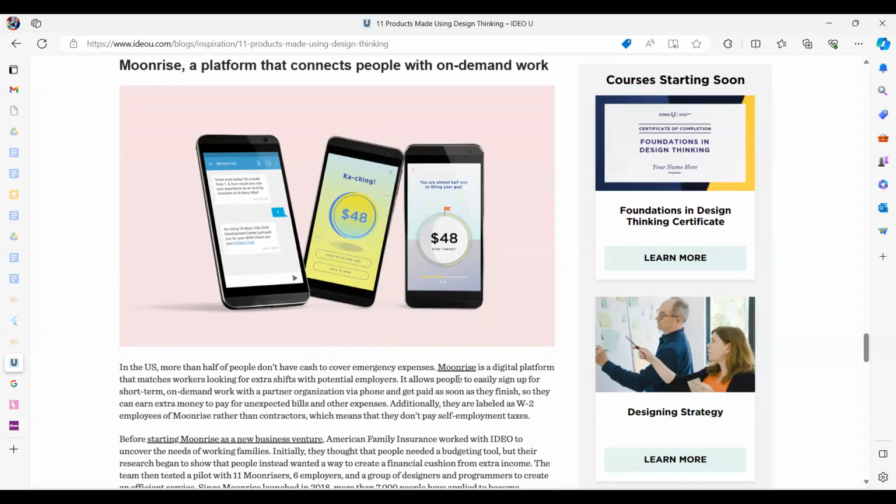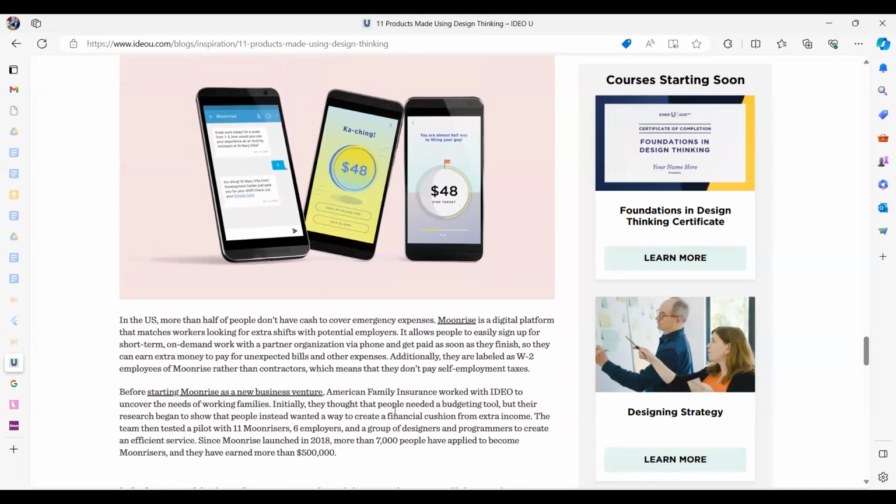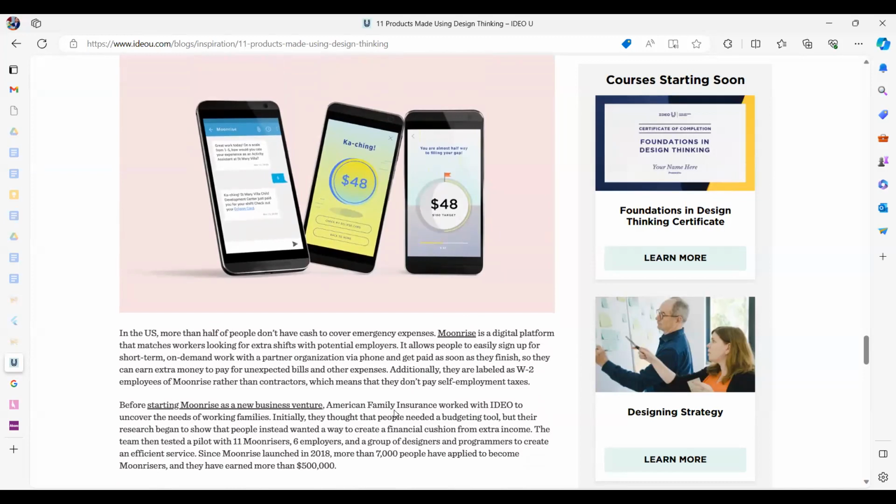So Moonrise is a digital platform that matches workers looking for extra shifts with potential employers. It allows people to easily sign up for short-term on-demand work with a partner organization via phone and get paid as soon as they finish. So they can earn extra money to pay for unexpected bills and other expenses. So this is a good product for you to analyze and see whether this is suitable for Sri Lanka as well. I don't know, right?